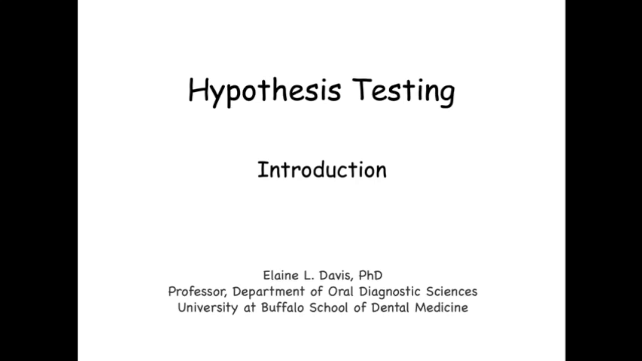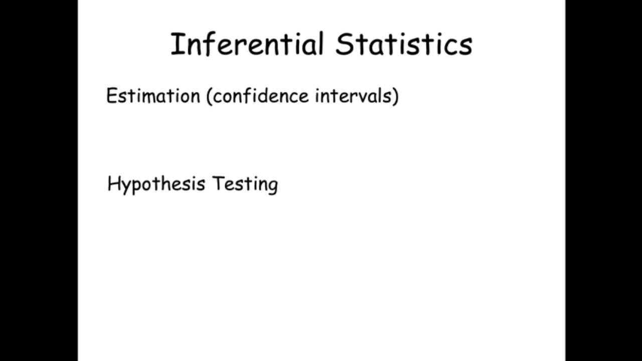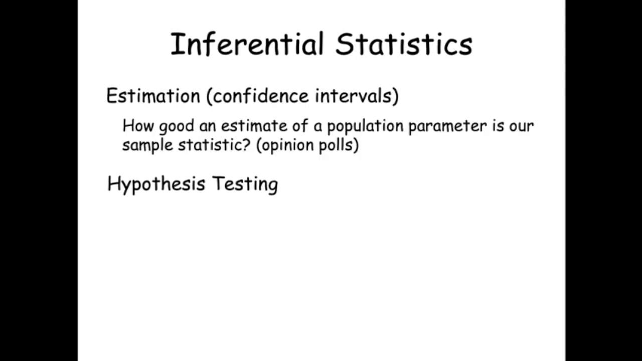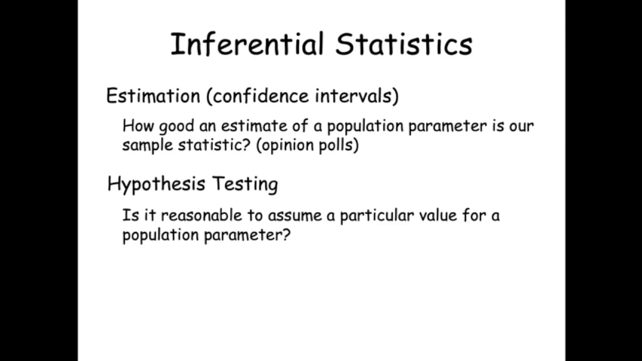This video provides a general introduction to hypothesis testing. There are two main branches of inferential statistics: estimation and hypothesis testing. Opinion polls are an example of estimation. Hypothesis testing asks whether it is reasonable to assume a specific value for a population parameter based on our sample results. Both methods attempt to generalize or infer something about populations based on sample data.